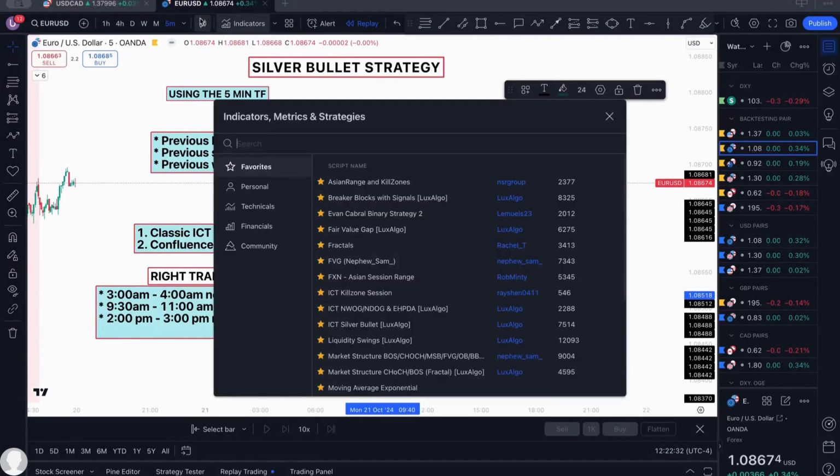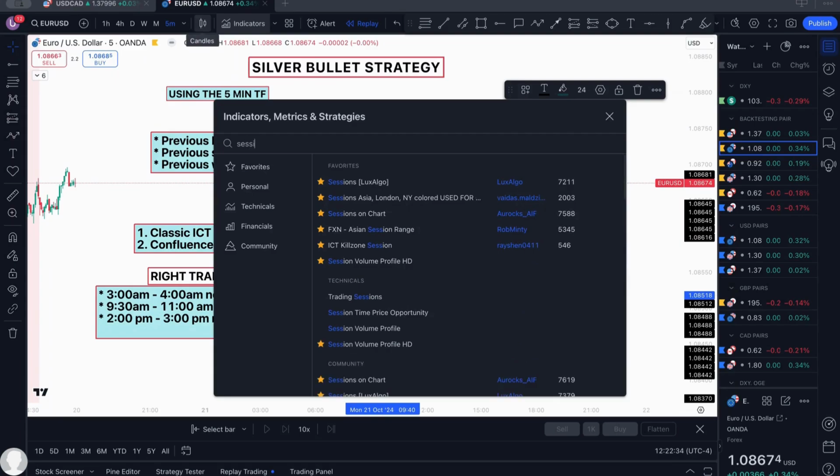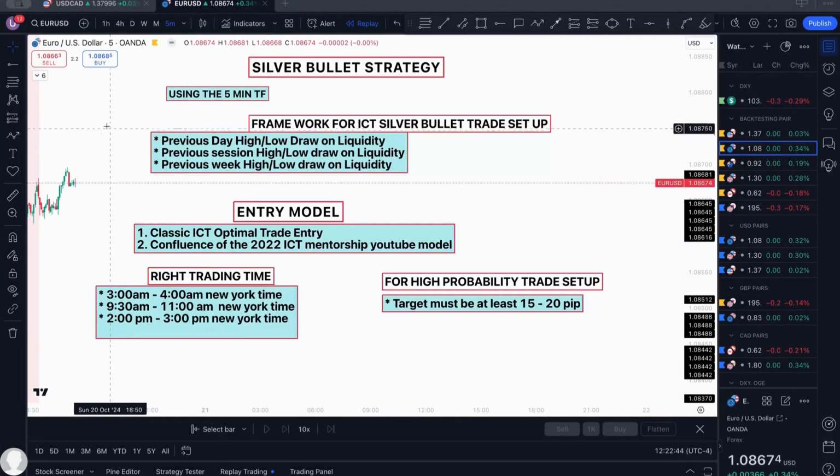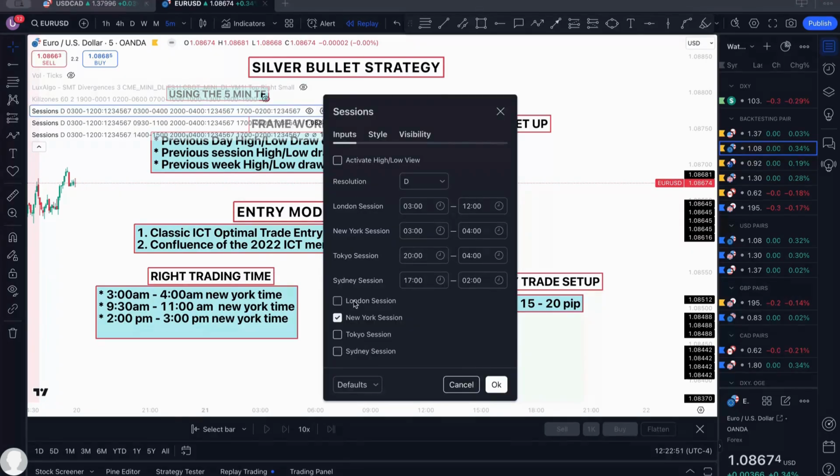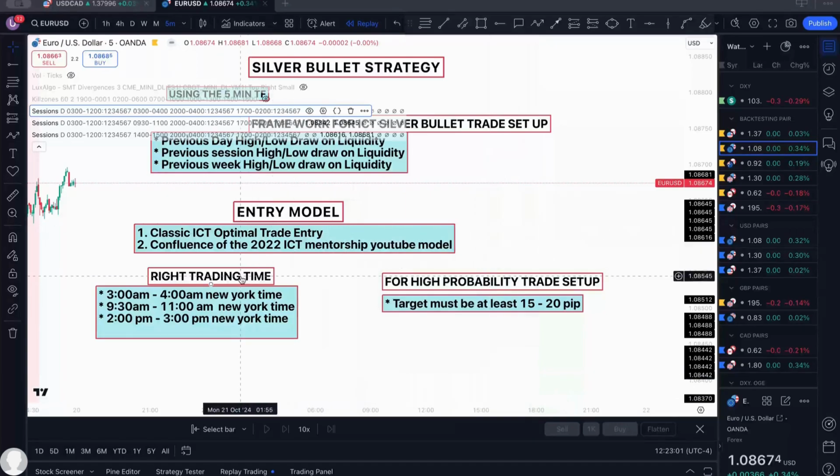You will come here to your indicators and tap on sessions. On this session here, you look for sessions on chart by UAlgo. When you tap on it, you tap on it 3 times, which I did. I have my indicator here. I went to my settings and removed the London, Tokyo and Sydney sessions. Then I left the New York session and set in my time, which you see here, 3 a.m. to 4 a.m. for the first setting.